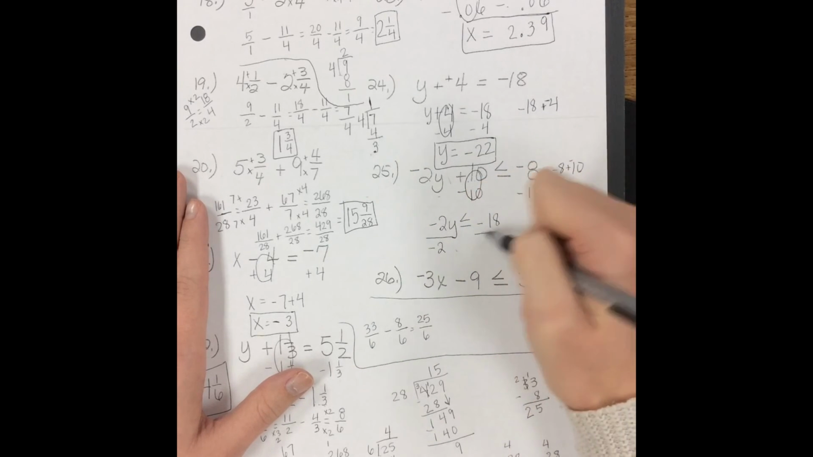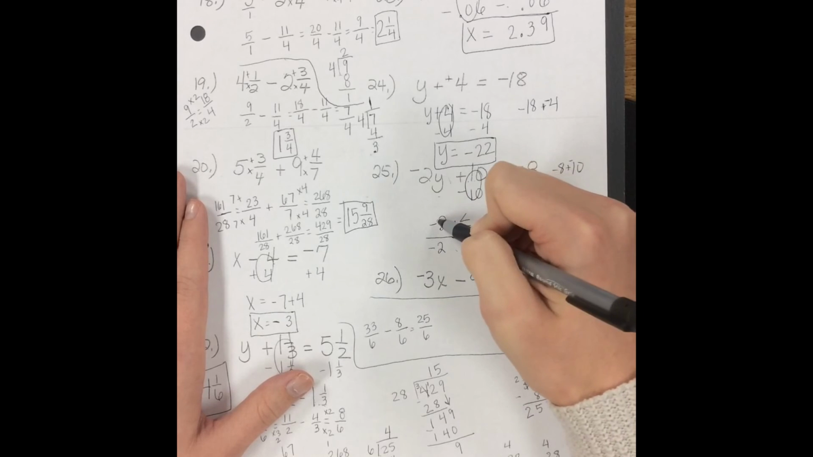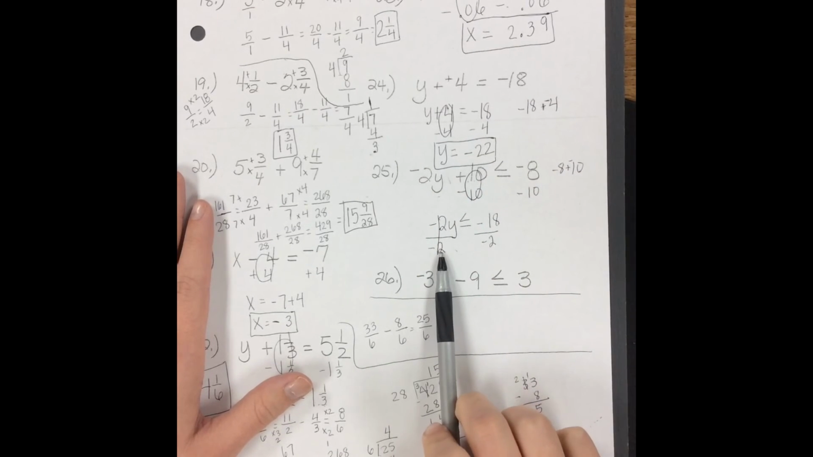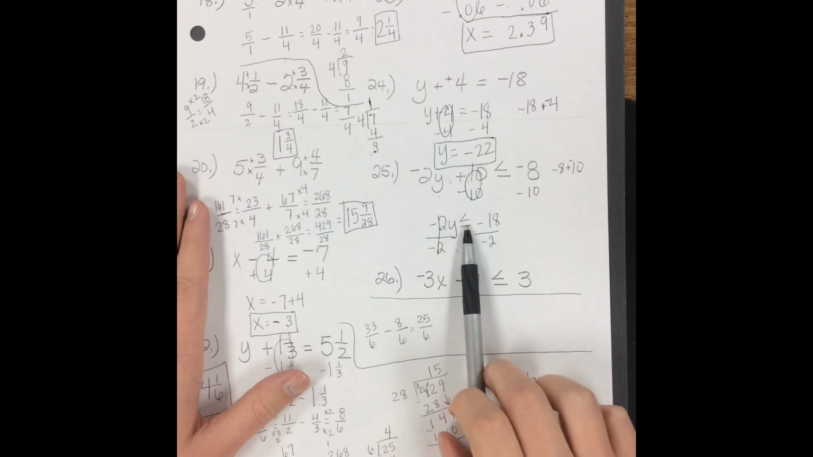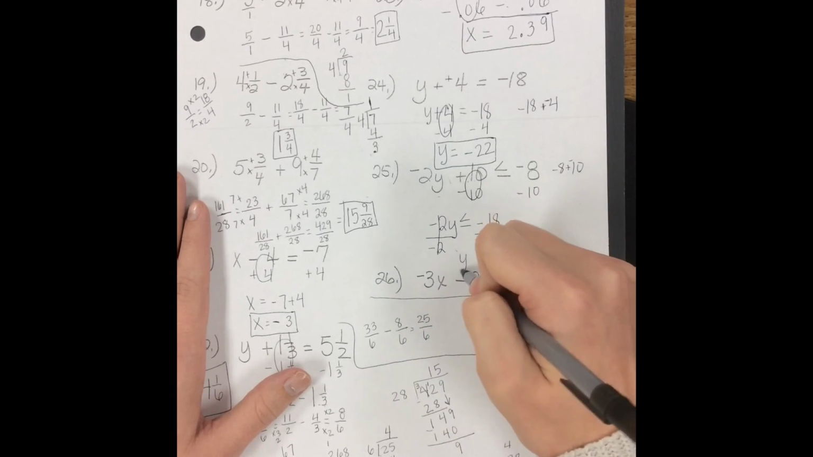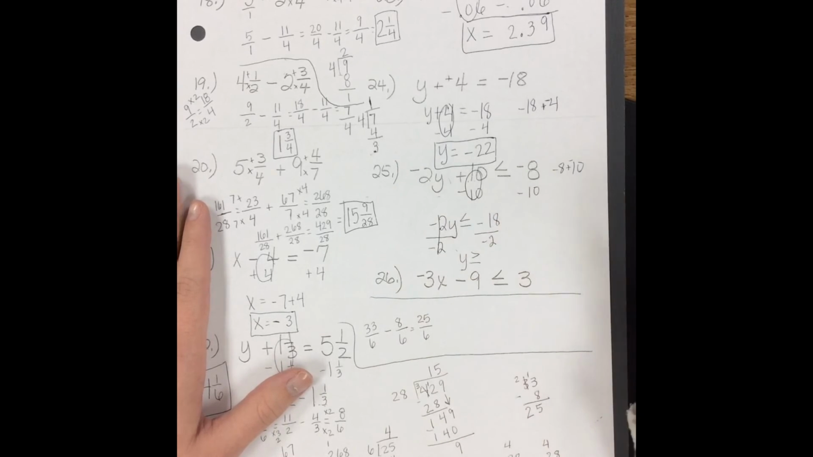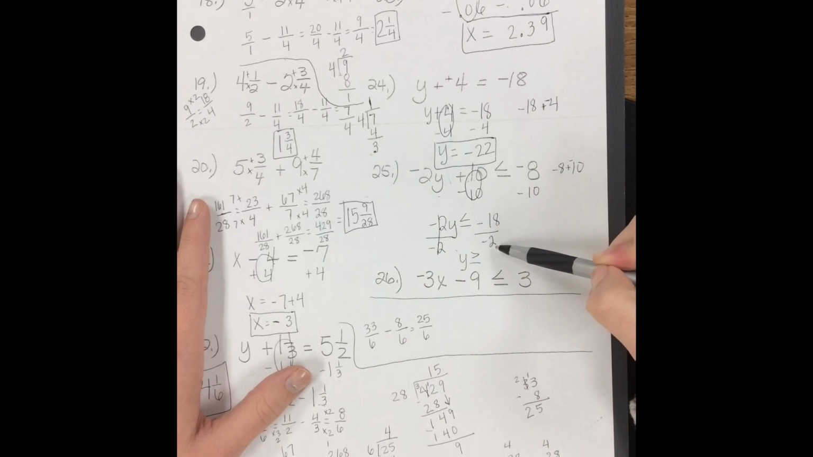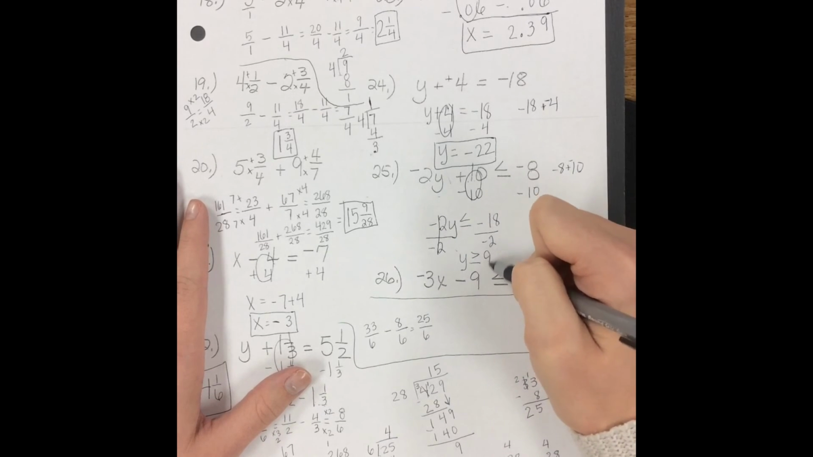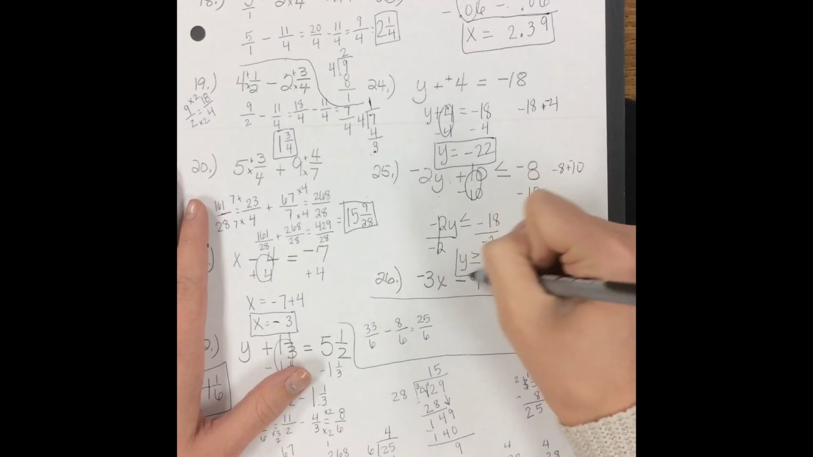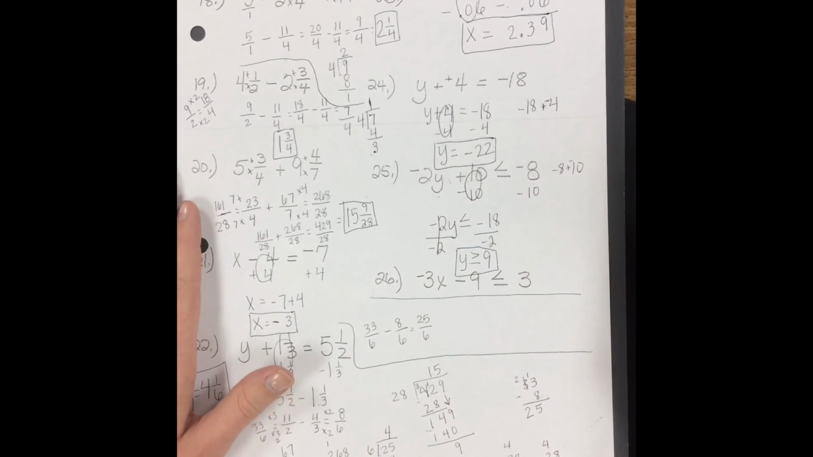So divide by -2. Now, remember that becomes 1, but we divided by a negative number. Okay, so when we divide by a negative number, you flip your symbol. So this becomes y is greater than or equal to -18 divided by -2. That is a positive 9. Okay, so that is our answer.